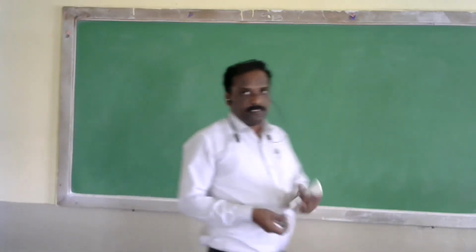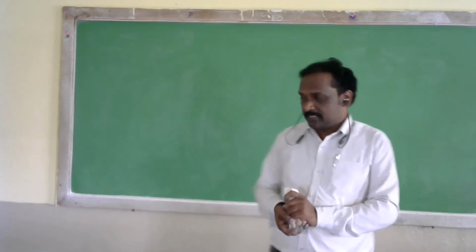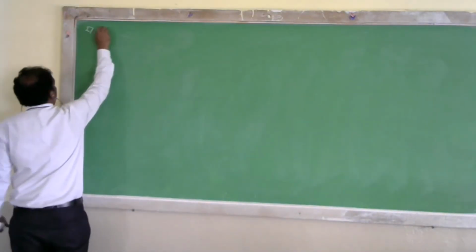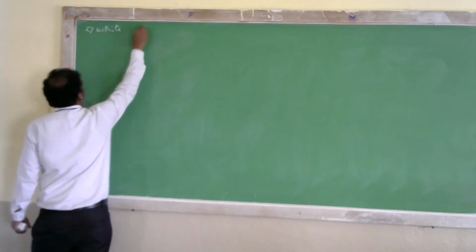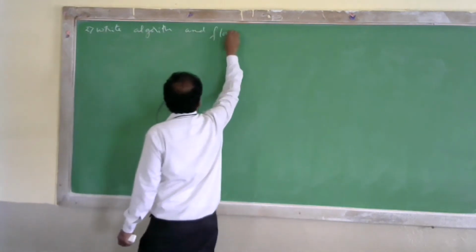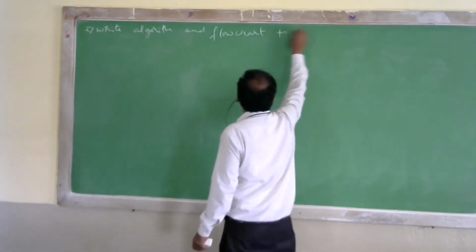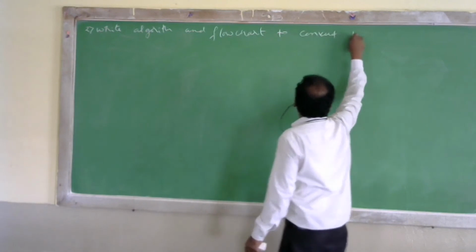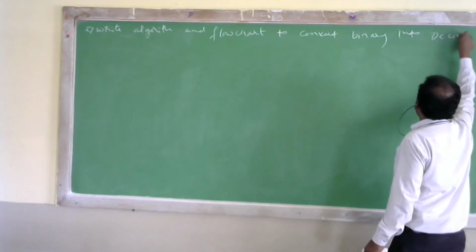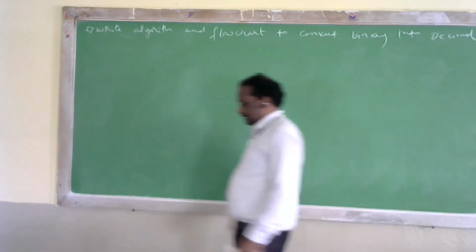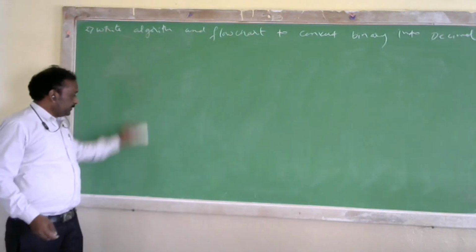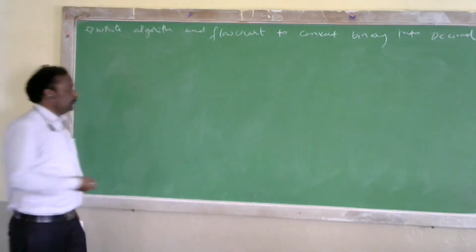So today we shall discuss how we convert a binary number into a decimal number. Write an algorithm and flowchart to convert a binary number into a decimal number. Now we already know how to convert a binary number into a decimal number.